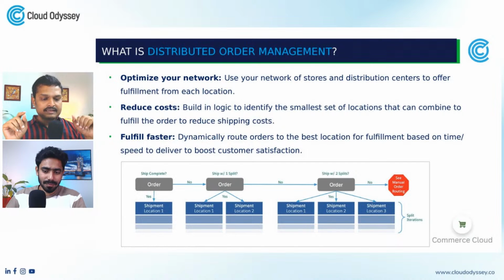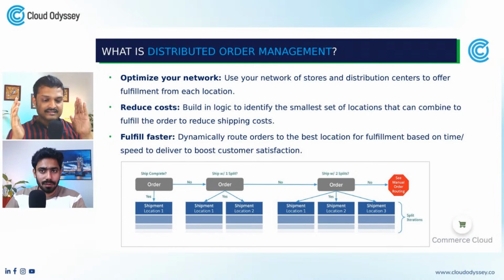So the order will enter into the order management system. Then it will check if these two items can be fulfilled by one location, meaning one store or one warehouse or one distribution center. So everything is a location, right? The order management system will primarily check if it can be fulfilled by one location without any splits, without splitting your order.